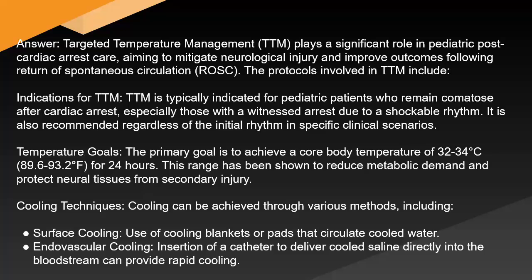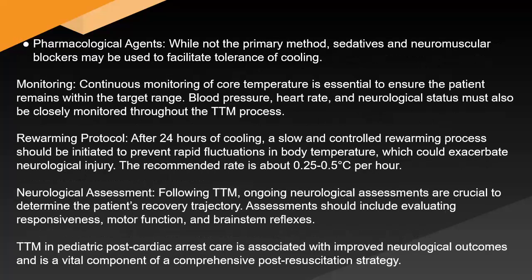Temperature goals. The primary goal is to achieve a core body temperature of 32 to 34 degrees Celsius, 89.6 to 93.2 degrees Fahrenheit, for 24 hours. This range has been shown to reduce metabolic demand and protect neural tissues from secondary injury. Cooling techniques. Cooling can be achieved through various methods, including surface cooling, use of cooling blankets or pads that circulate cooled water; endovascular cooling, insertion of a catheter to deliver cooled saline directly into the bloodstream can provide rapid cooling. Pharmacological agents: while not the primary method, sedatives and neuromuscular blockers may be used to facilitate tolerance of cooling.